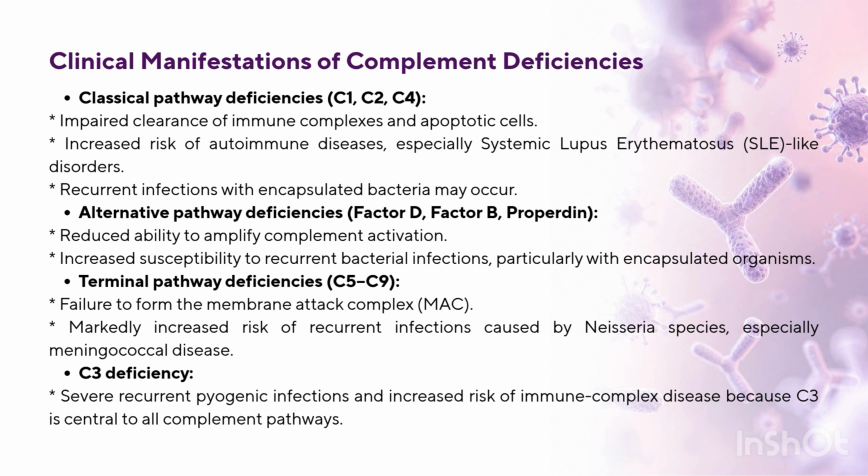Finally, C3 deficiency is considered one of the most severe complement deficiencies because C3 is the central component shared by all complement pathways. Deficiency of C3 results in severe recurrent pyogenic infections, poor opsonization of pathogens, and increased risk of immune complex diseases. So, in summary, complement deficiencies commonly present with recurrent infections, autoimmune manifestations, or both, and the specific clinical features depend on the affected complement component and pathway.